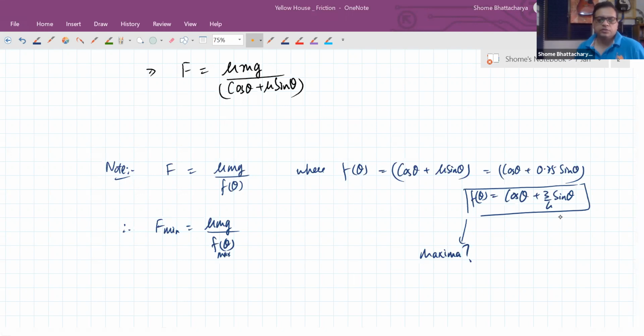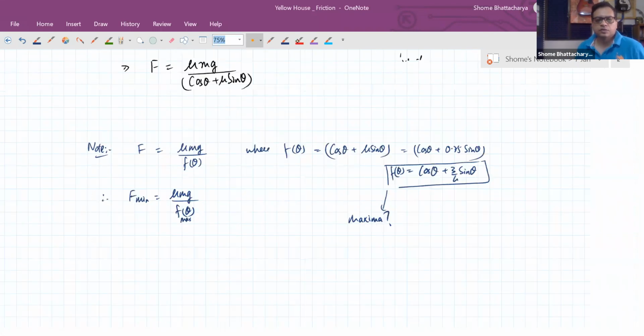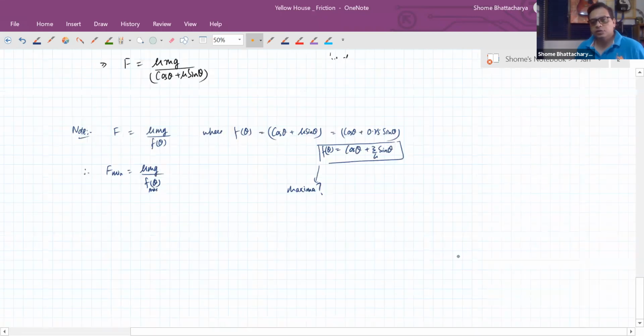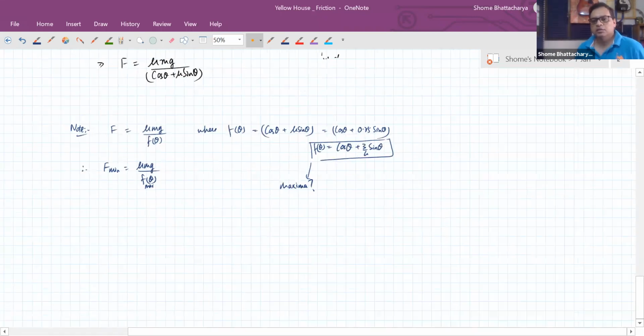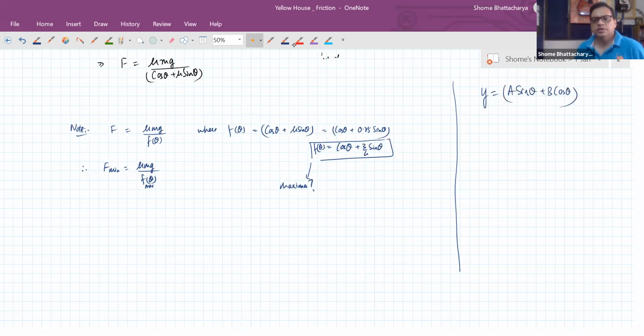So how do we calculate the maximum of this? We will just use trigonometry. Now in trigonometry, you know a simple method that if you have this kind of a function, you can reduce it by using this trick that you multiply with square root of a square plus b square. You know this now?